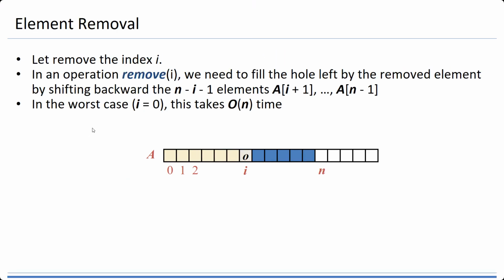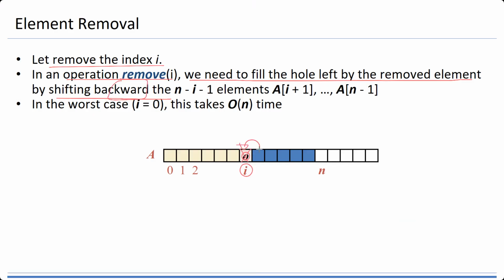How about if we want to remove? If we want to remove at index I, let's say now we are in this position. We have index I, we have an object O. In the operation remove(I), we need to fill the hole left by the removed element by shifting backward. Backward means we cannot leave this as a hole. We need to fill it by shifting the next element into this part.